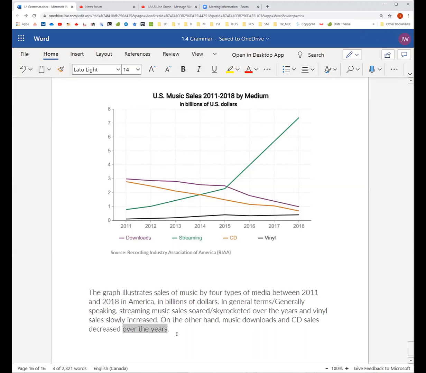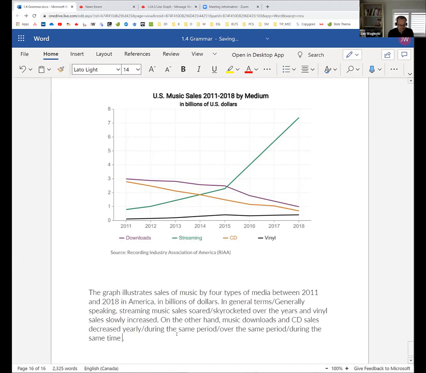Yearly. Increased yearly. Yeah, that's good. During the same period, over the same period, during the same time frame. Over the mentioned period? Or the period given? Over the given period. Not mentioned, over the given period. Over the period of the study.